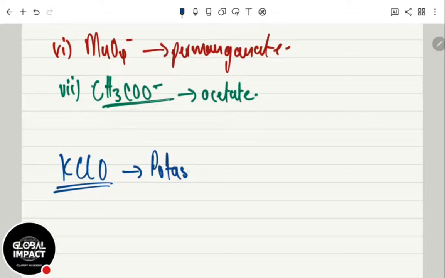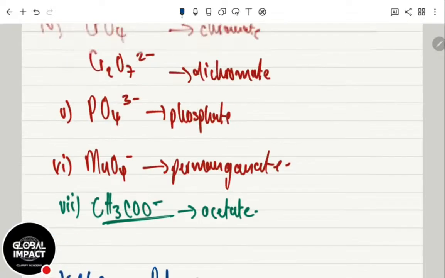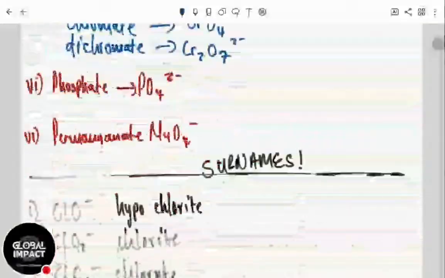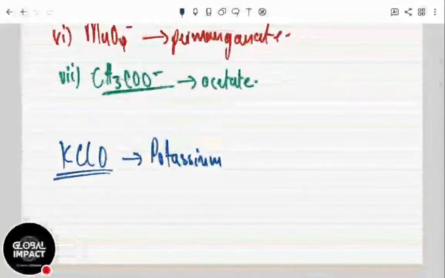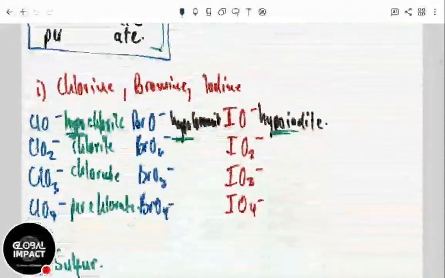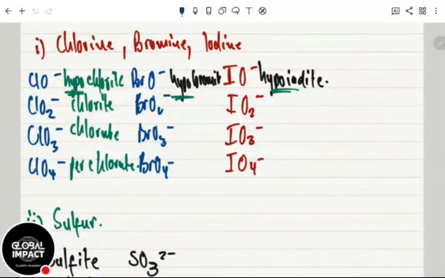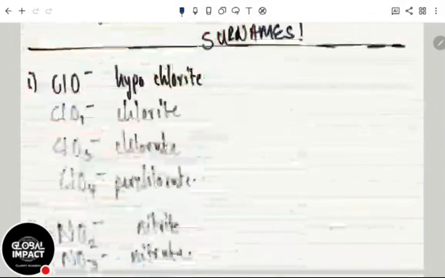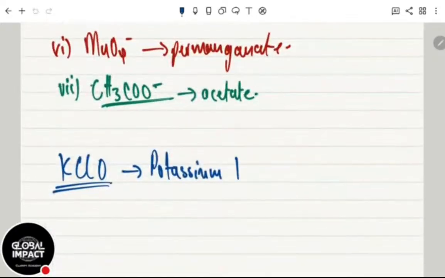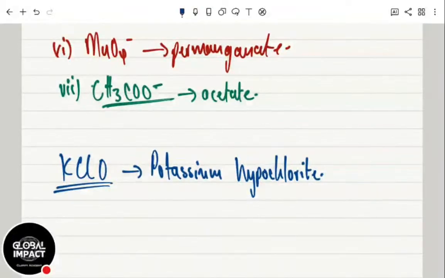If it's KClO, what is this? This is potassium, but you know what you're going to do when you get into the test? Write down all these things, then you can easily confirm. For KClO, you just go to your list, you see ClO is the hypochlorite. So that means you're going to say this is potassium hypochlorite. If it was bromine, it would be hypobromite. So here is what we have, potassium hypochlorite.